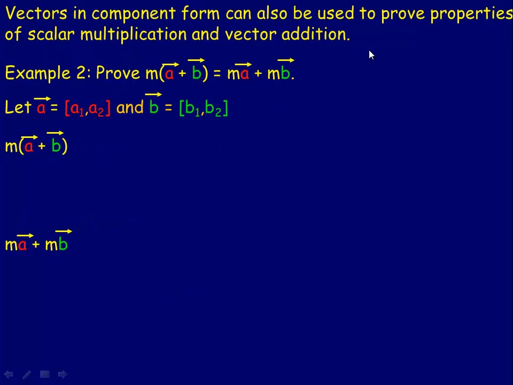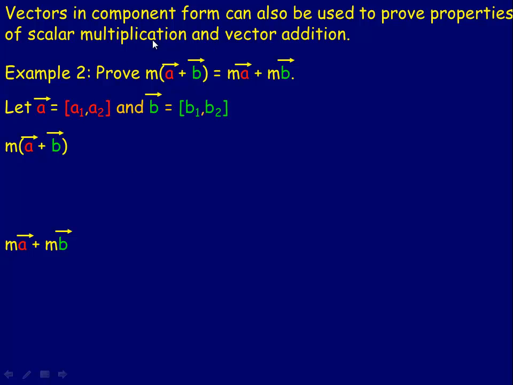Now, vectors in component form can also be used to prove certain properties of scalar multiplication and vector addition. And so we're going to prove this distributive property, m times (a plus b) is equal to ma plus mb. I would first have to define what my vectors a and b are in terms of Cartesian or component form. So I'm going to call a the vector a1, a2, and b the vector b1, b2.